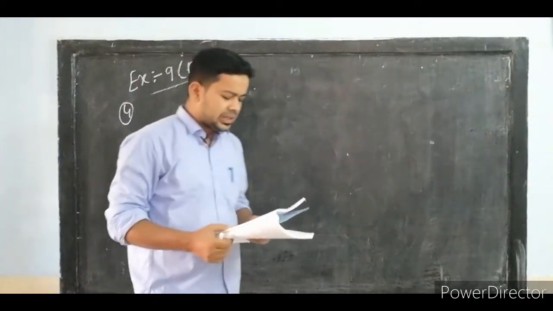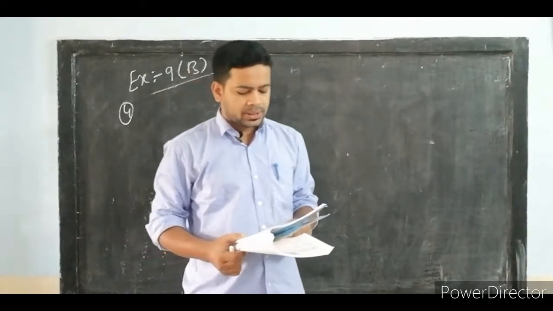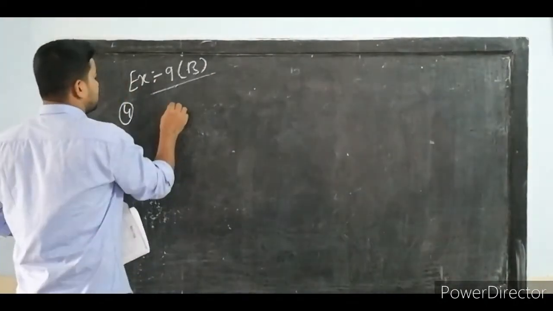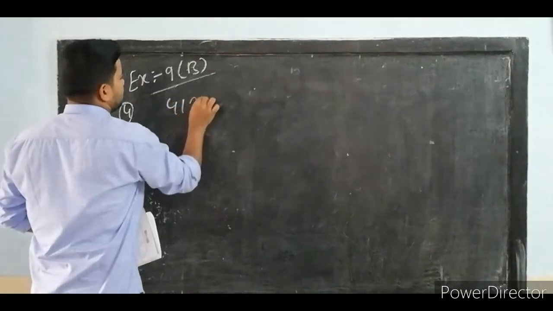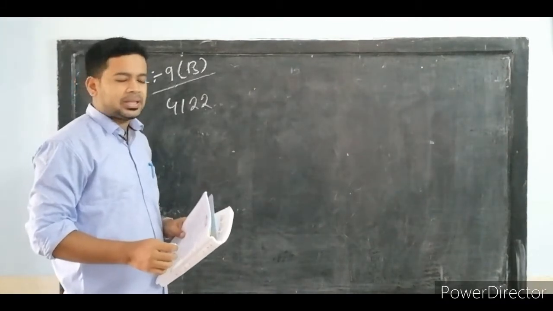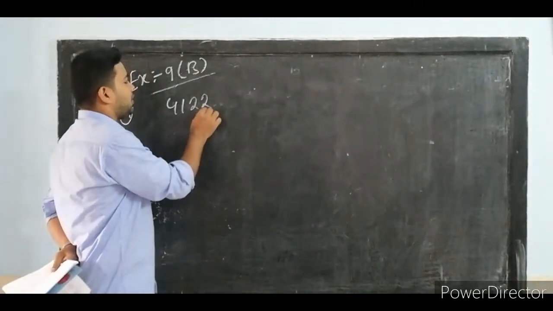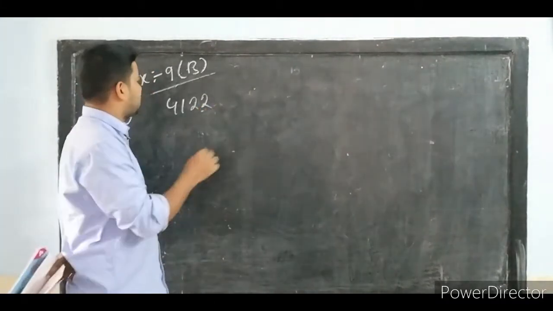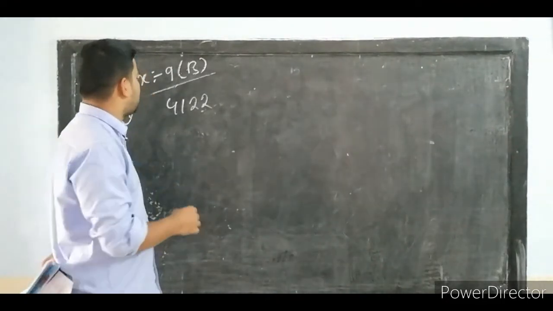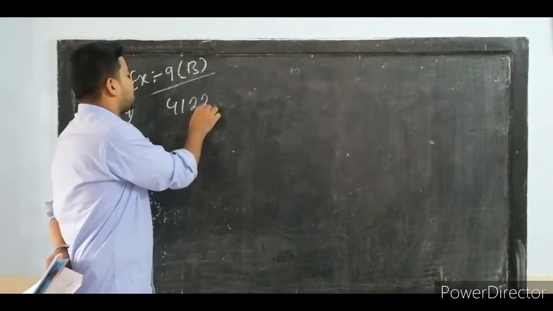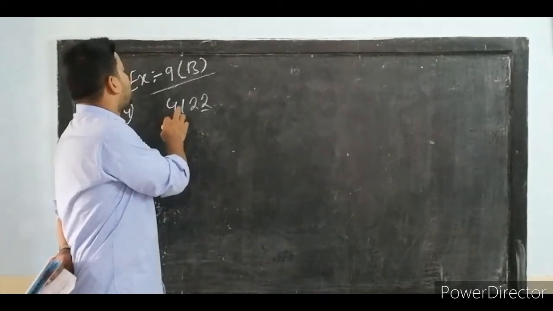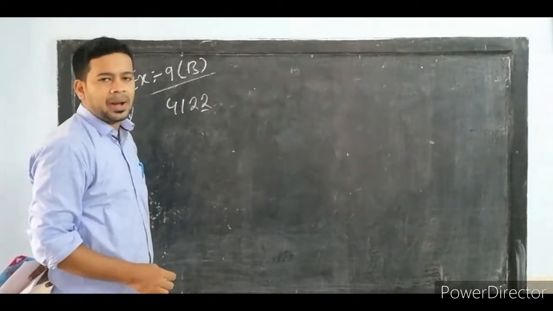the first question is: is 4122 divisible by 2? Now we have learned in the divisibility test that if the last digit of a number is even, then that number will be divisible by 2, isn't it? Since in 4122 the last digit is 2, an even number, we can say yes, 4122 will be divisible by 2.